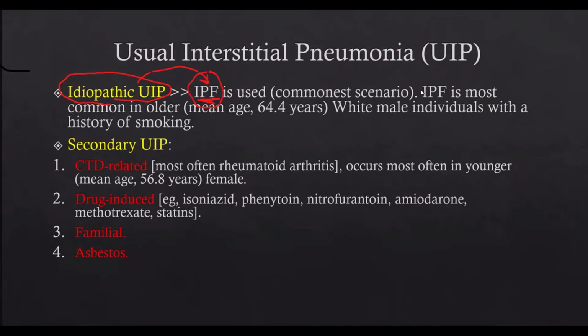Secondary UIP may be connective tissue disease, maybe drug-induced, maybe familial, maybe asbestosis. So you should search for the secondary causes of UIP. Once we don't have any secondary cause, you should consider this one as idiopathic UIP, idiopathic pulmonary fibrosis. Okay.